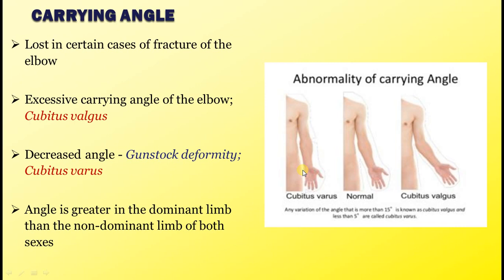The decreased angle is also called gunstock deformity, and usually when we measure the angle, your dominant limb is slightly more than the non-dominant limb. For example, if you are a left-hander, then the carrying angle is slightly more as compared to the right hand.